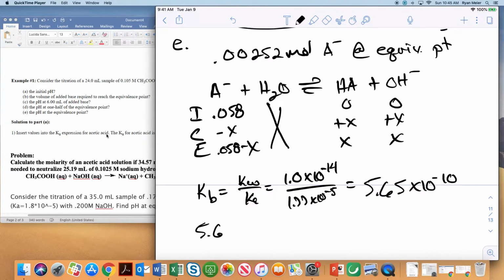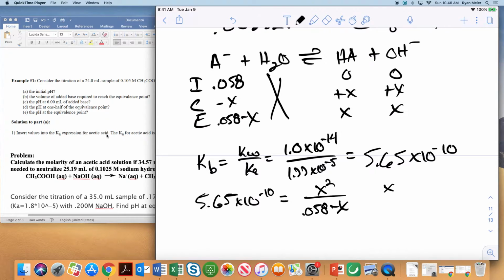So 5.65 times 10 to the minus 10 is going to be equal to x squared over 0.058 minus x. And I can simplify this math for sure and treat x as small. Right, 10 to the minus 10, really tiny equilibrium constant here. So I can move my 0.058 across. So 0.058 times 5.65 times 10 to the minus 10, ignoring that minus x. And then I can take the square root of that to find my x value. So I get an x value that's coming out to about 5.7 times 10 to the minus 6.